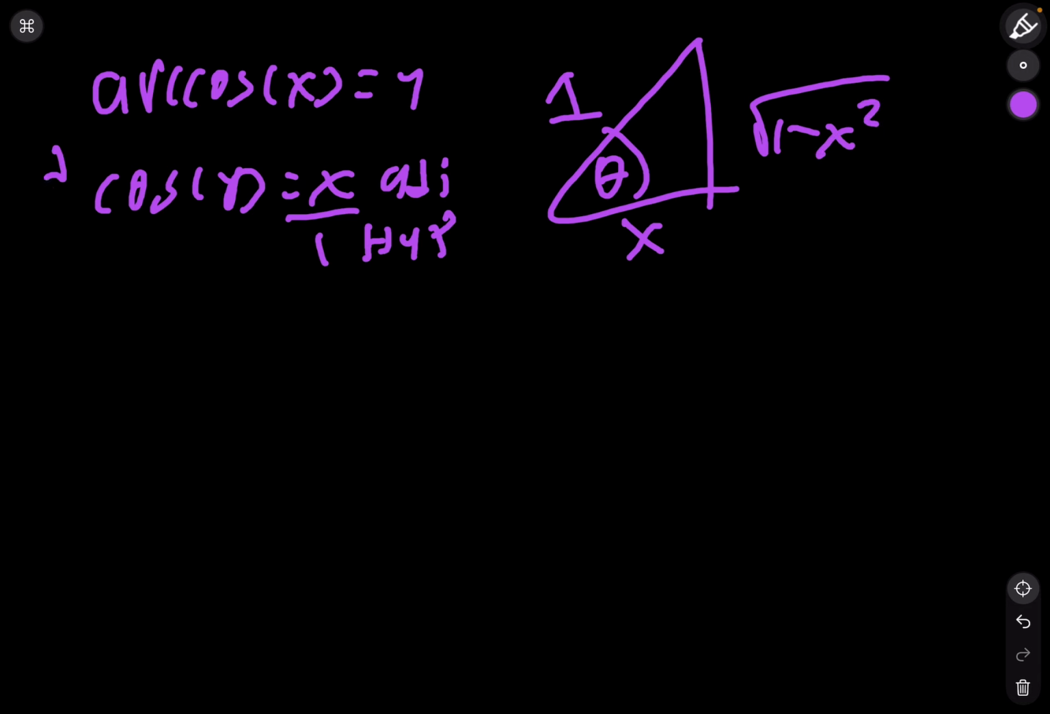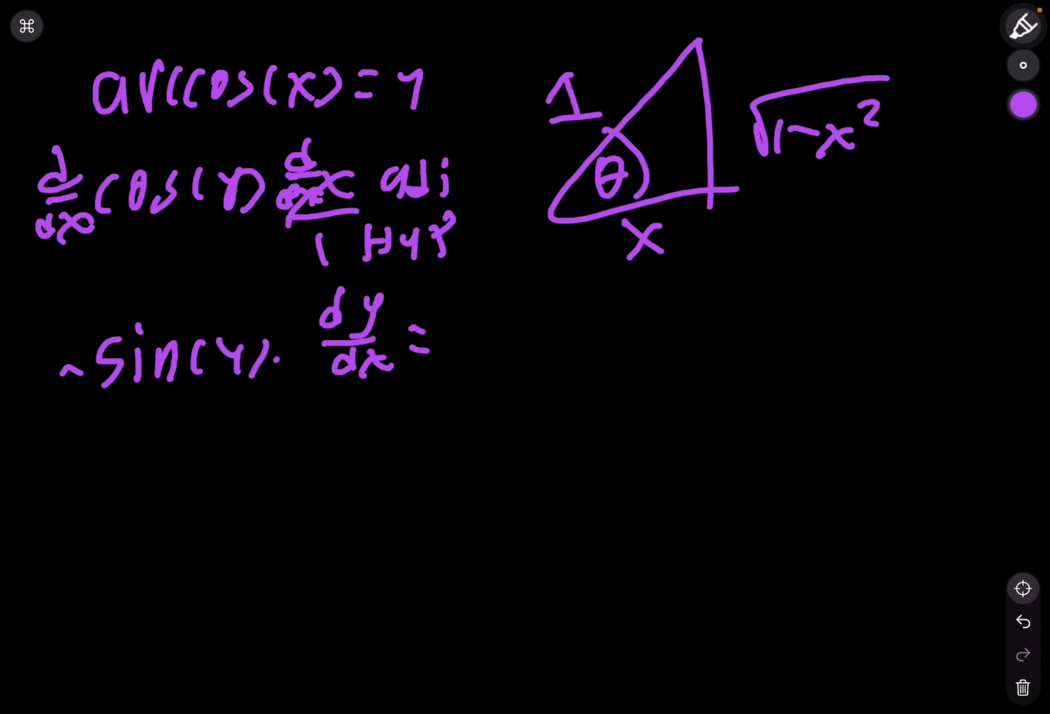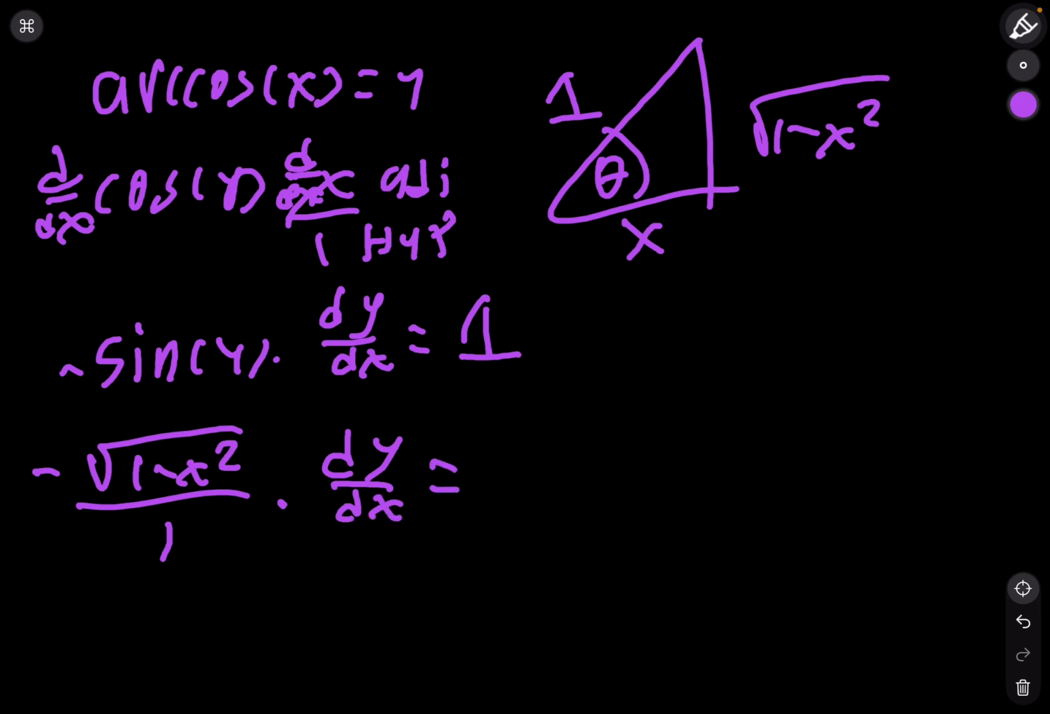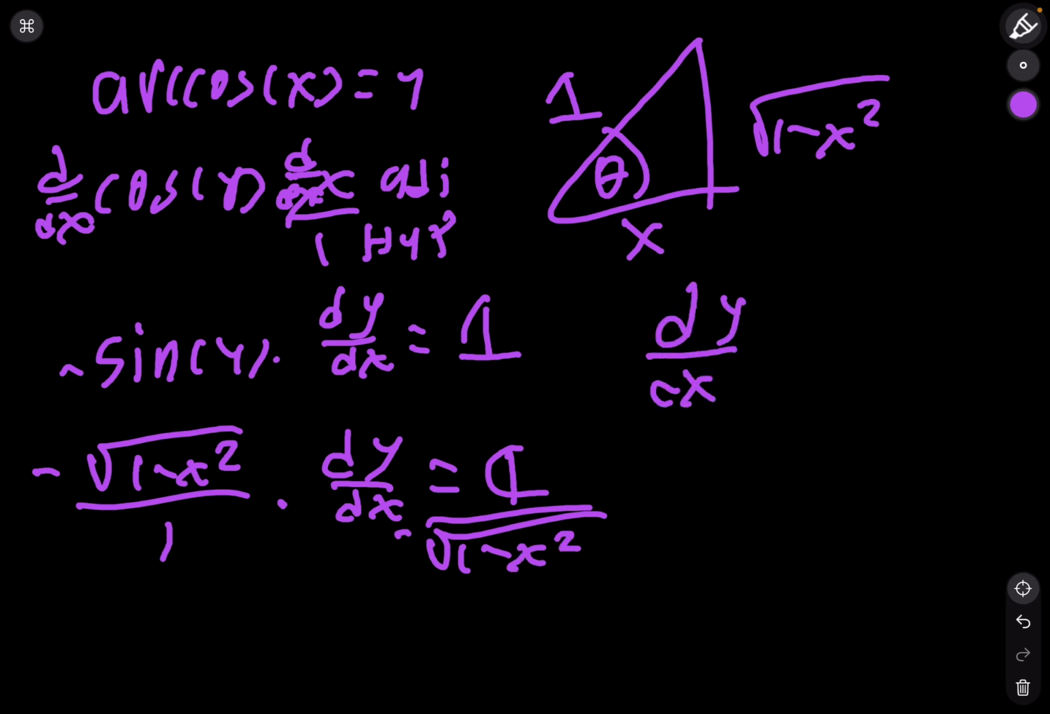Now you take the derivative. And so the derivative of cosine of y, if you remember closely, is negative sine of y times dy/dx is equal to 1. Then from here, sine of y is opposite over hypotenuse. So again, you would just do negative square root of 1 minus x squared over 1 times dy/dx equal to 1. Then divide everything by negative square root of 1 minus x squared. So you're given dy/dx is equal to negative 1 over the square root of 1 minus x squared.